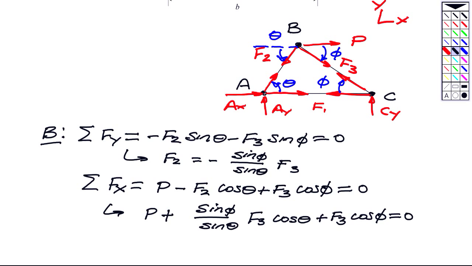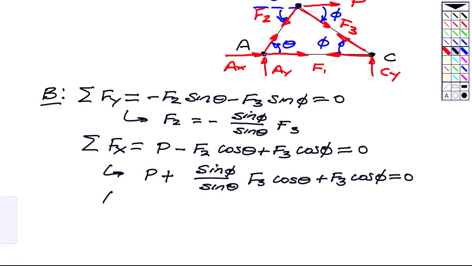So from this, it's strictly now in terms of F3. I can solve for F3. And what I get for F3 is going to be a P in the numerator.